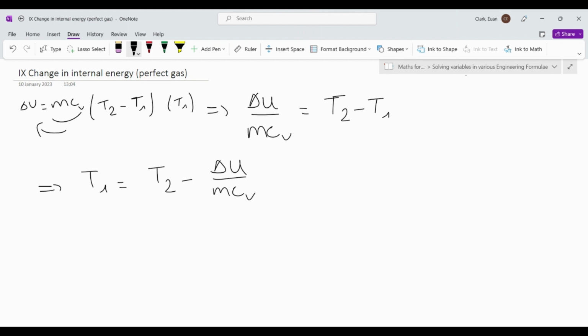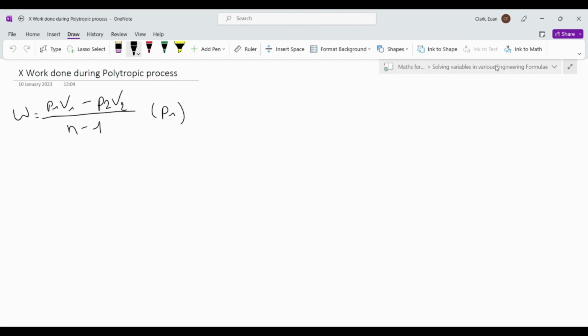And then next question, work done, polytropic process, same again, heat transfer, all that kind of thing. Physics, mechanical engineering. Here we're trying to find P1, which is over here. So same again, get rid of the fraction. We can just multiply W, the work done, by n minus 1. So that's going to give us W(n minus 1) is equal to P1 V1 minus P2 V2.